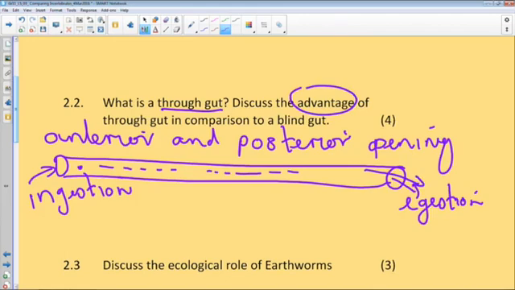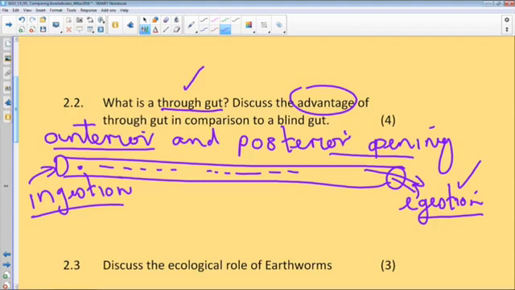So the first part of the question is, what is a through gut? We've described that a through gut is a system which has an anterior and a posterior opening, through which ingestion occurs at one end, and the waste is then egested through the other, posterior end. Now we've got to discuss the advantage of such a system in comparison to a blind gut.